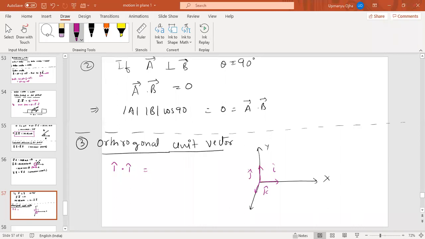Very good. How? Because I cap is a unit vector, which means the magnitude of I cap is 1. So mod of I into mod of I into cos of the angle of I with I. What is the angle between I and I? That is 0. So cos 0 is 1, which means I cap dot I cap is equal to 1.